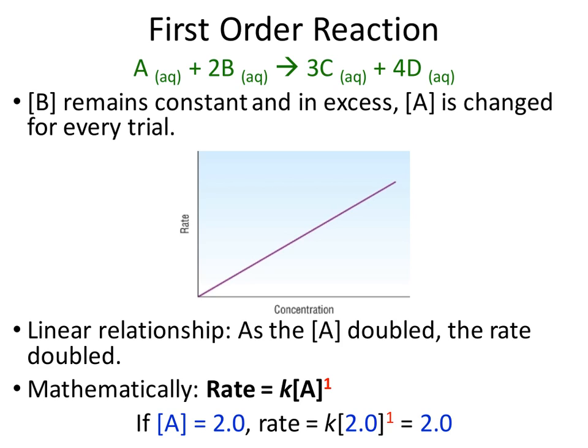Now that's an example of something called a first order reaction, where we double the reactant and that doubles our rate. If we tripled the reactant, that would triple the rate. If we quadrupled the reactant, we quadruple the rate. So whatever we do to the concentration of that particular reactant will have an equal magnitude change in the rate of the reaction. And mathematically, that's expressed using the exponent 1. So if this was 2.0, our initial concentration, then our rate would also be 2.0.